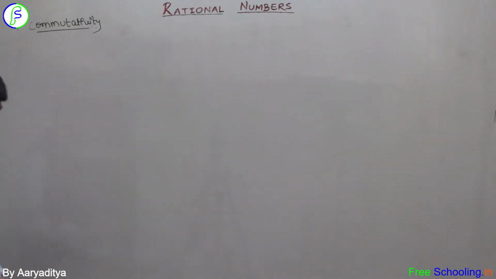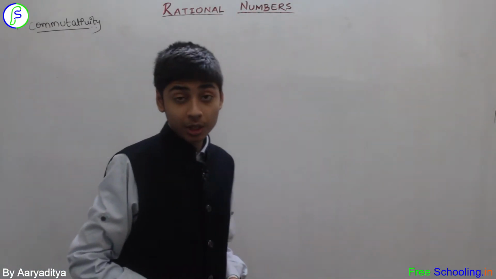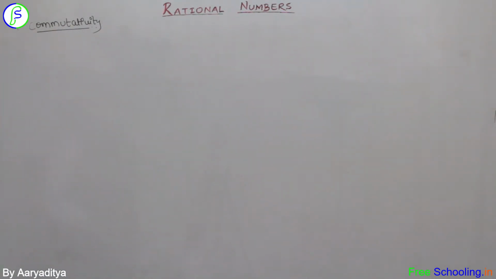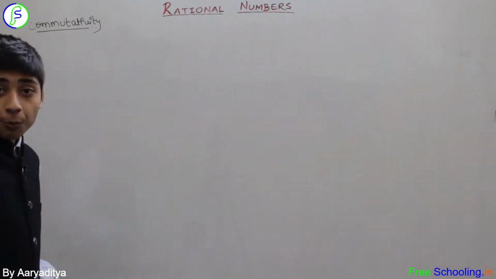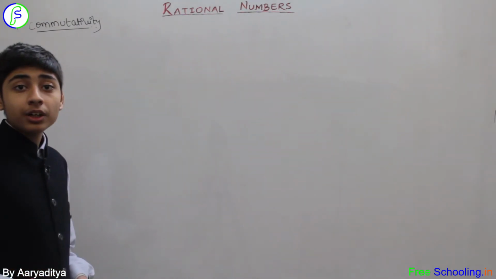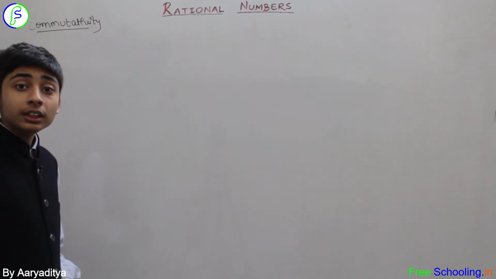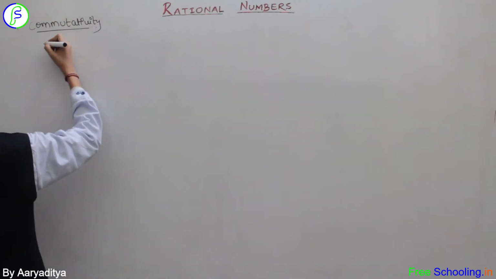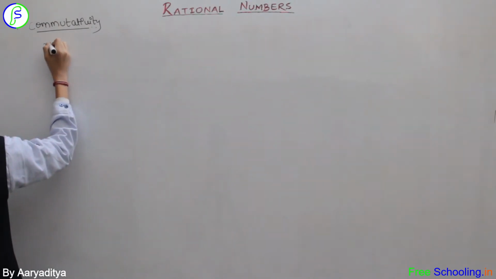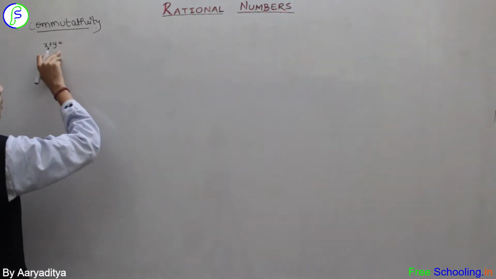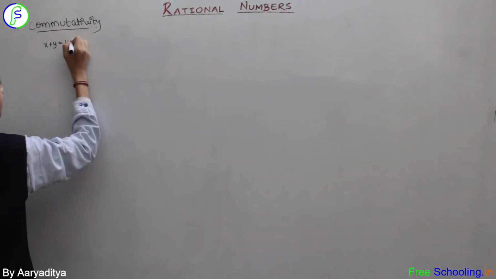Okay, so now what is basically happening in commutative property? We can say that when we add two numbers, if we reverse the numbers, then the result that comes out is the same. Let me explain by giving an example: if I take x plus y, then whatever the result is will be equal to y plus x.